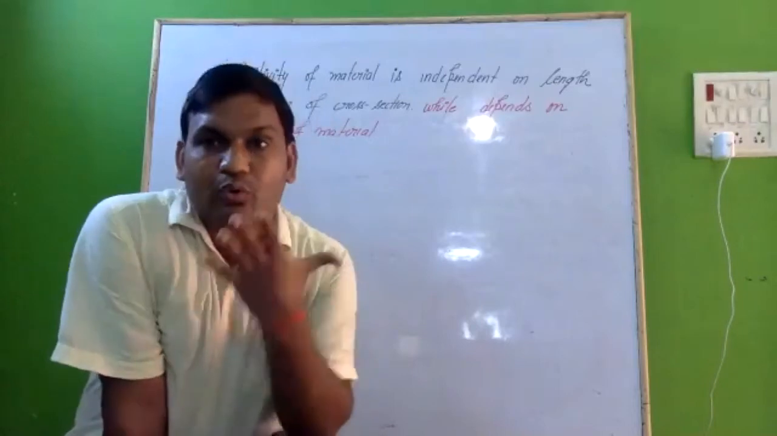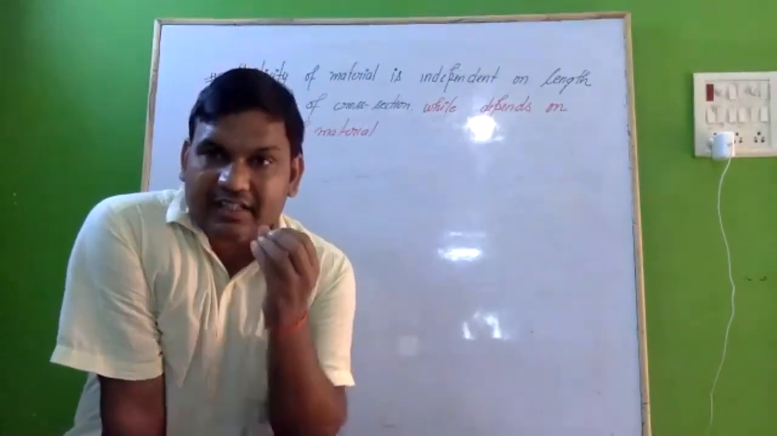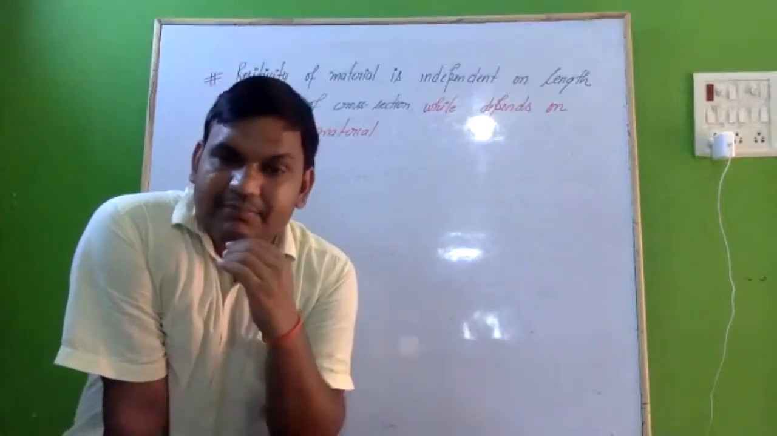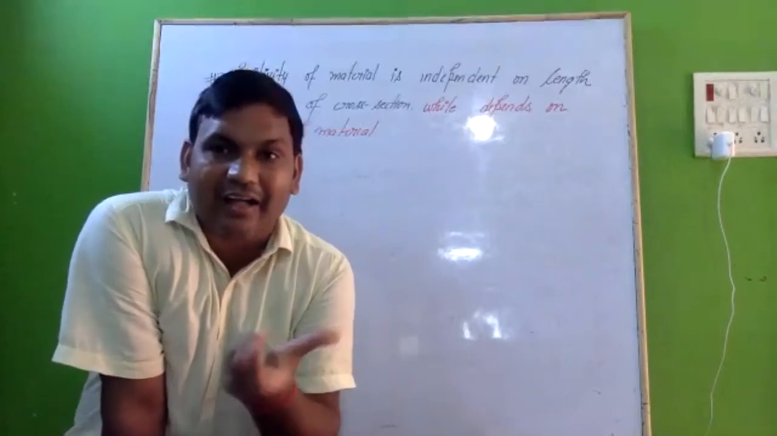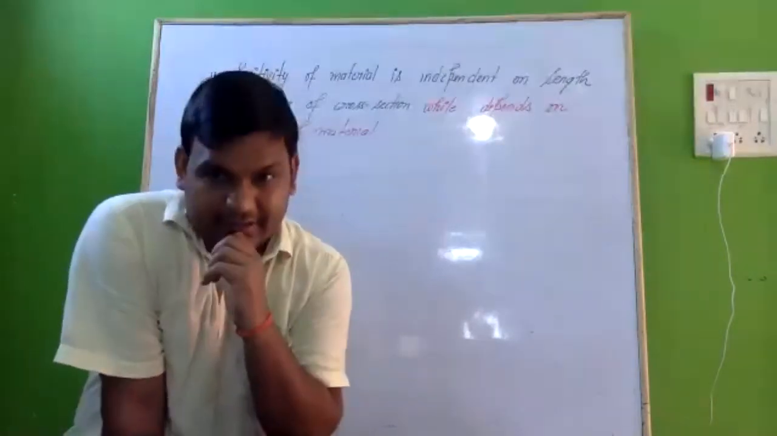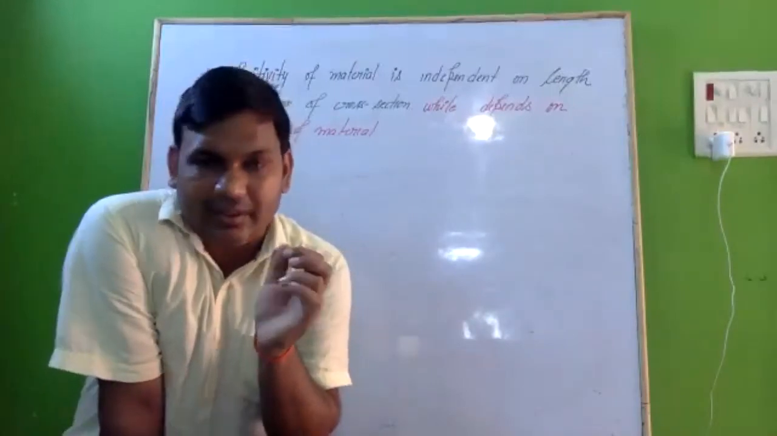So a good conductor has a lesser resistivity. If it has a lesser resistivity, it means it will have a lesser resistance and it will act as a good conductor. Got my point? Okay, so we can write here.